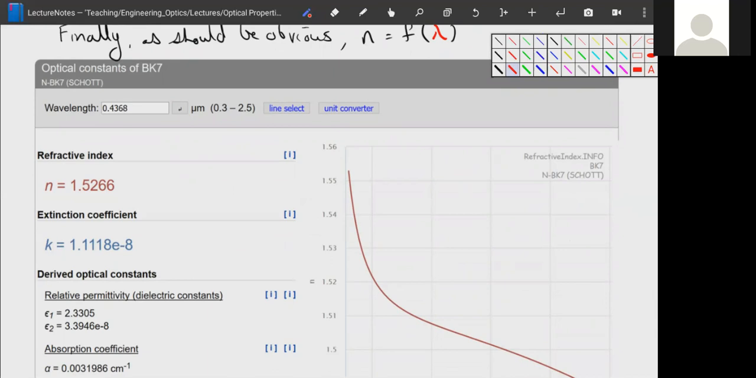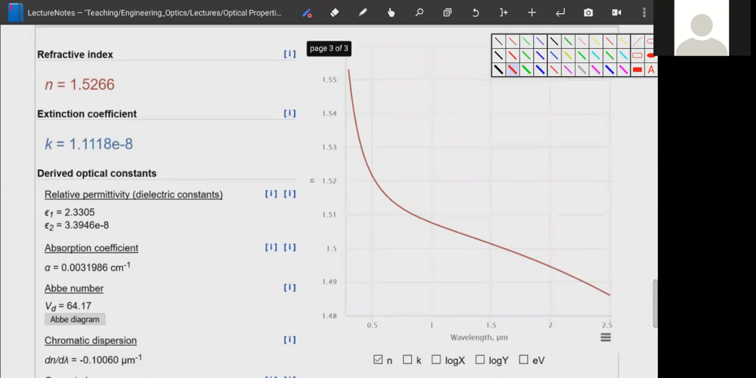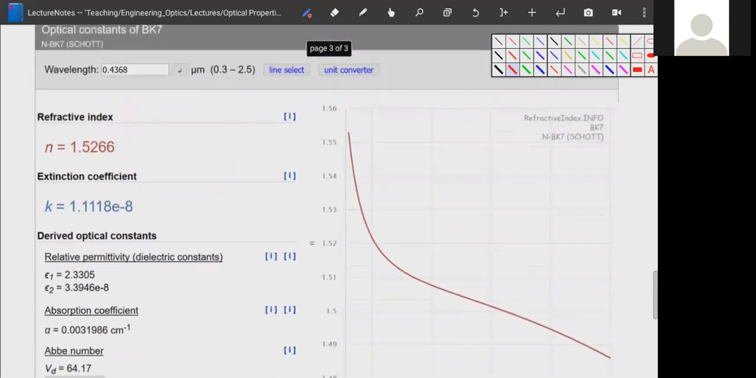So here we have wavelength in microns, and this is just a screen capture of a website. Do I give you guys the website?